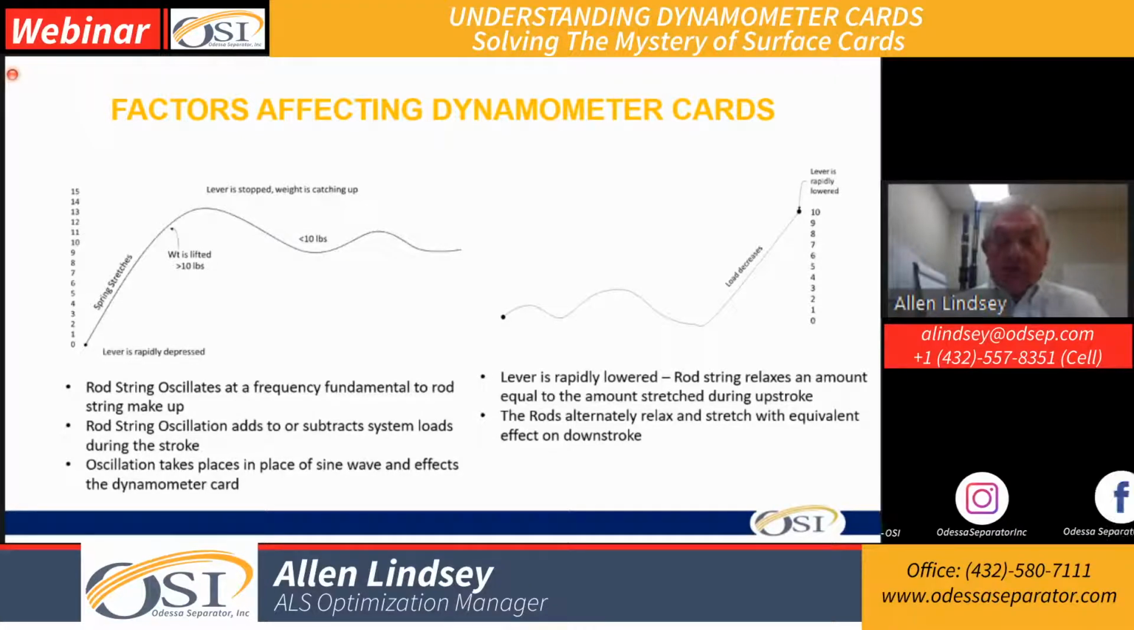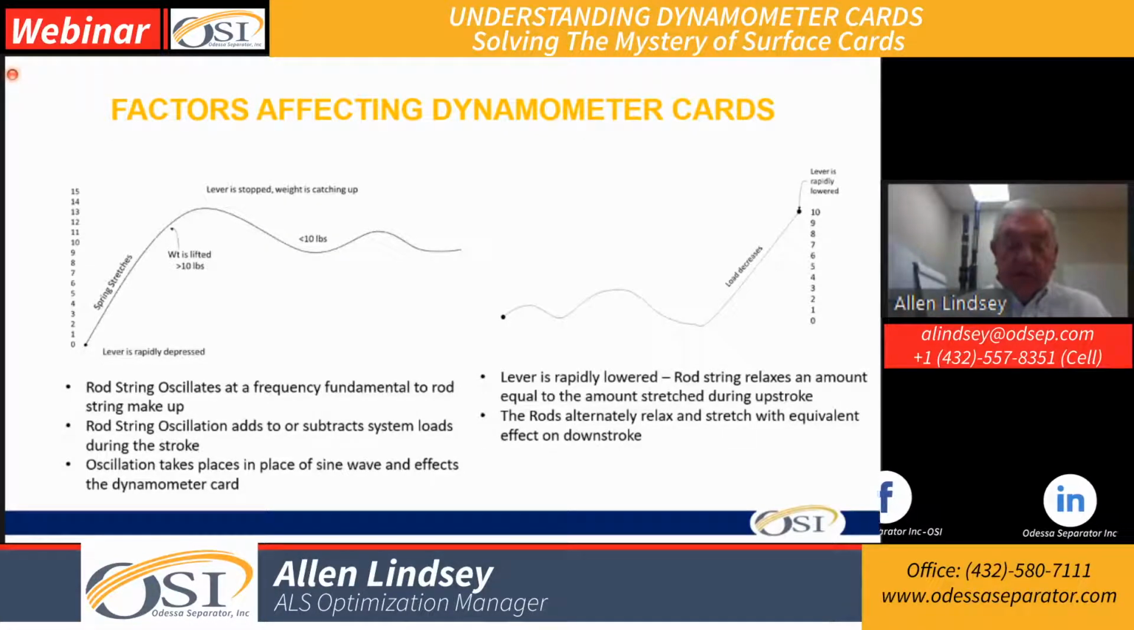When the lever is rapidly lowered, the rod string relaxes an amount equal to the amount it stretched during the upstroke. The rods alternately relax and stretch with similar equivalent effects on the downstroke.